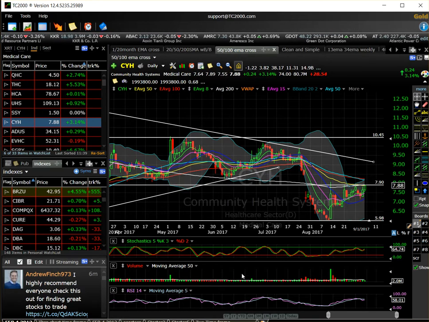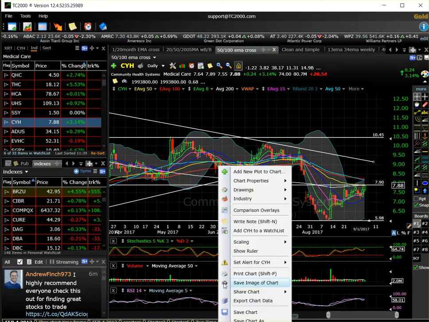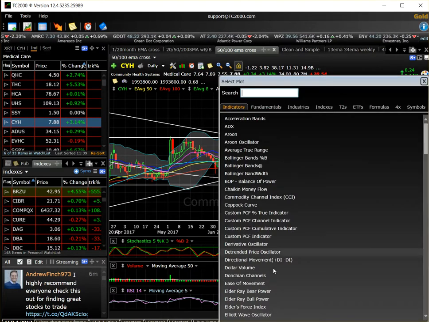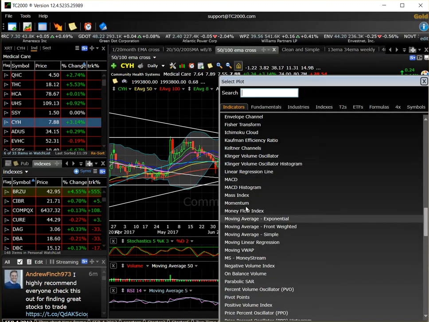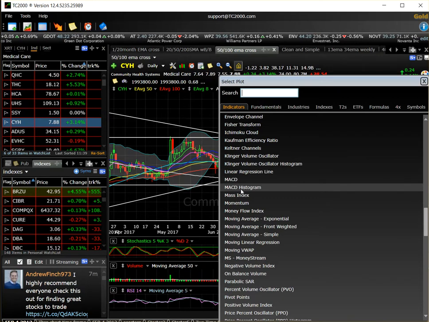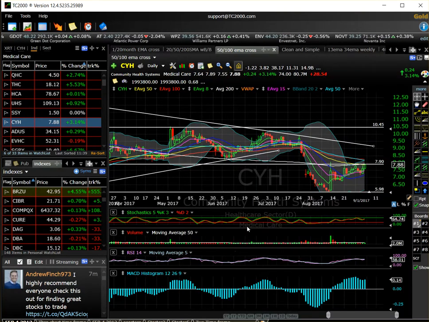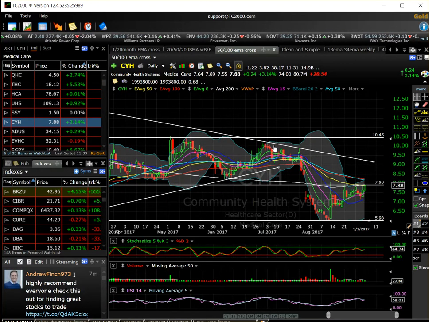You could have nothing, right? You could have nothing on the charts. You could have nothing down here as far as indicators. If you want to add an indicator, all you have to do is add a plot to the chart. You right click. Let's say I want to add MACD histogram. Boom. It's that simple. Take MACD histogram off.